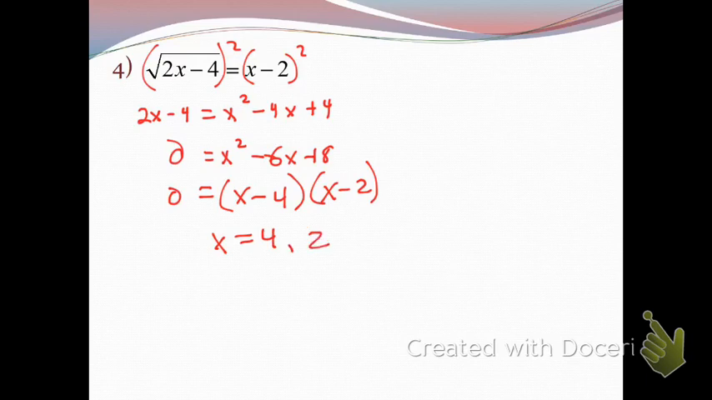Okay, they could both work. Only one of the two could work, or neither of them could work. So let's check it. Let's go back to the beginning. Plug in 4. 2 times 4 is 8. 8 minus 4 is 4. Square root of 4 is 2. 2 equals 2. Okay, the 4 works. Let's plug in the 2. 2 times 2 is 4. 4 minus 4 is 0. Square root of 0, 0. Yep, they both work. Okay? Questions?